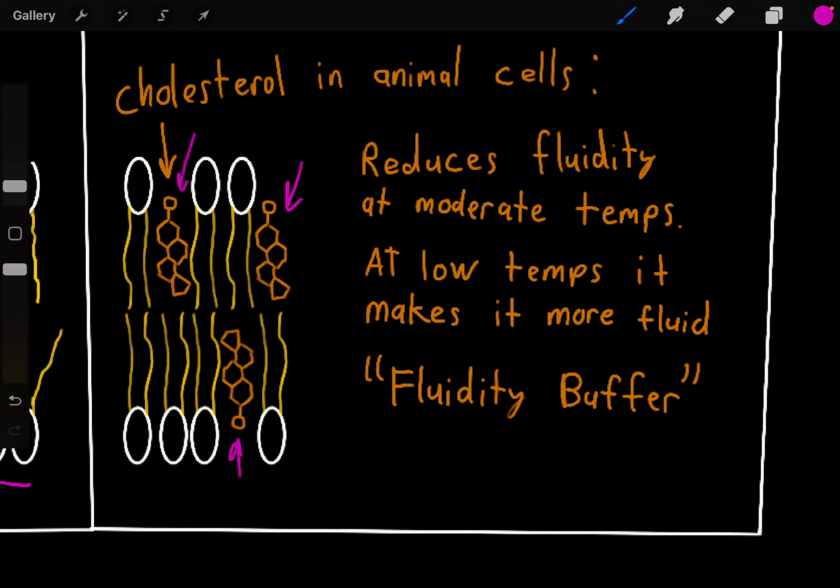and basically what it does, it uses temperature. At moderate temperatures, like normal temperature, it reduces fluidity, so it makes it more viscous. But at lower temperature, it makes it more fluid. So using temperature, it acts as a fluidity buffer. So what that means, it allows it to adjust to the temperature to change the fluidity accordingly of the plasma membrane. So you can consider it a fluidity buffer.